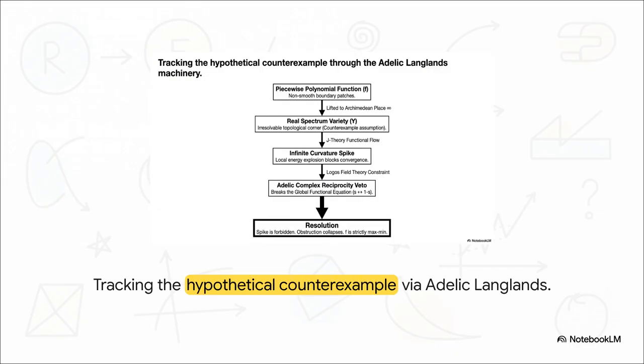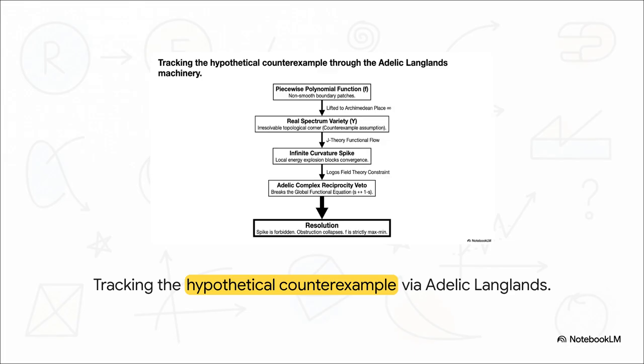So let's trace the roadmap for our proof using this flowchart. We're going to start by assuming a counterexample actually exists. Imagine a piecewise polynomial function that possesses an irresolvable topological corner. We then take this real spectrum variety and lift it to the Archimedean place of the Adeles.